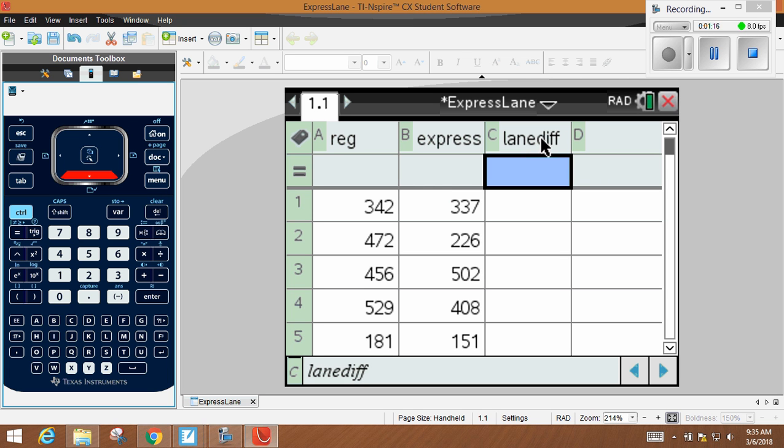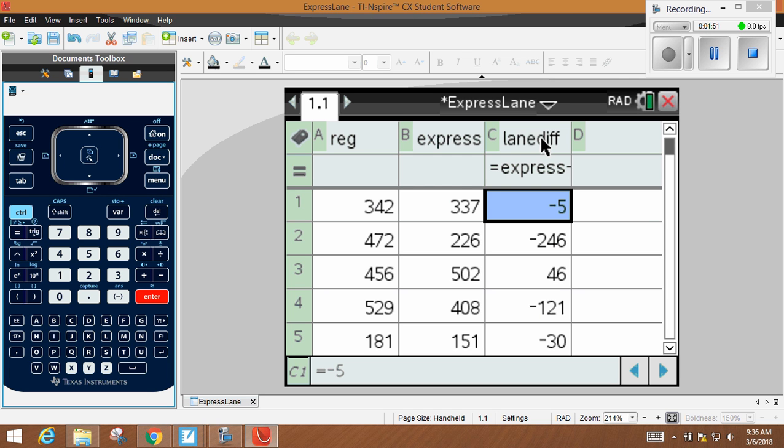What are we going to do? We want this to be express minus reg. Is diff a function? I'm not sure if it is, but I was going to avoid using it because it freaks out if you put a function up there. All right. Yeah, so we should get a series of.